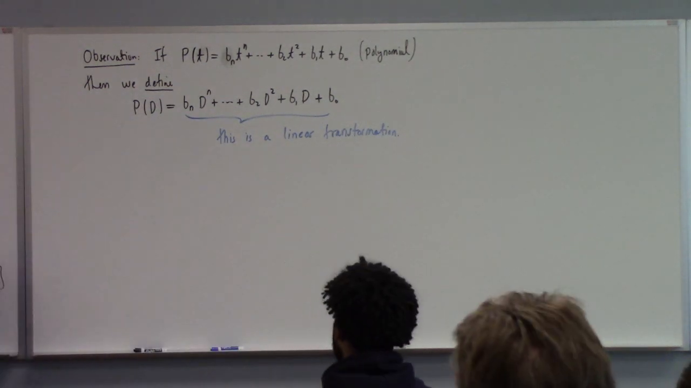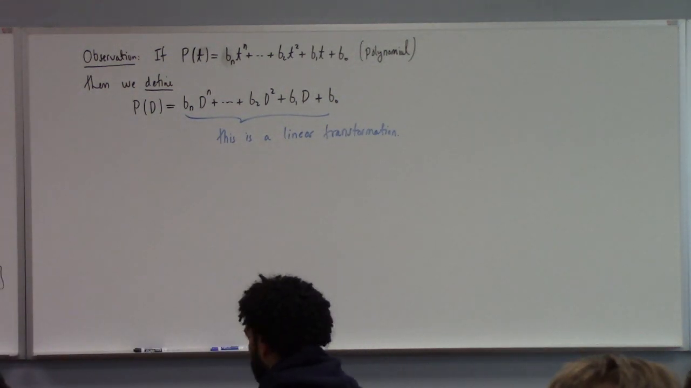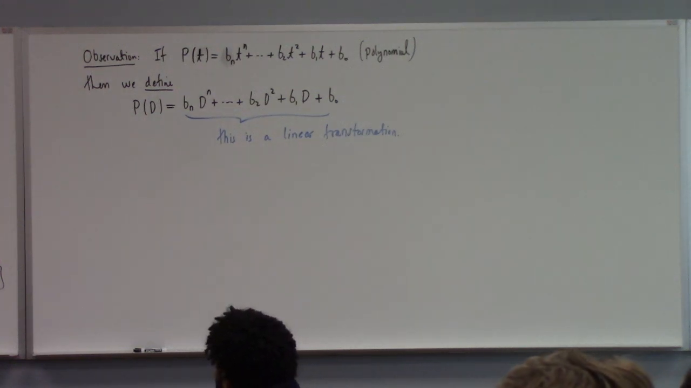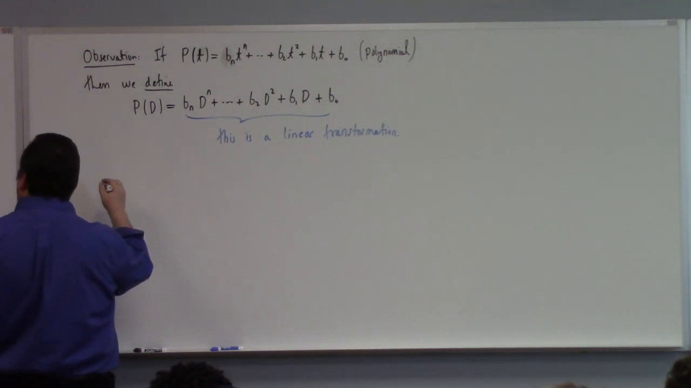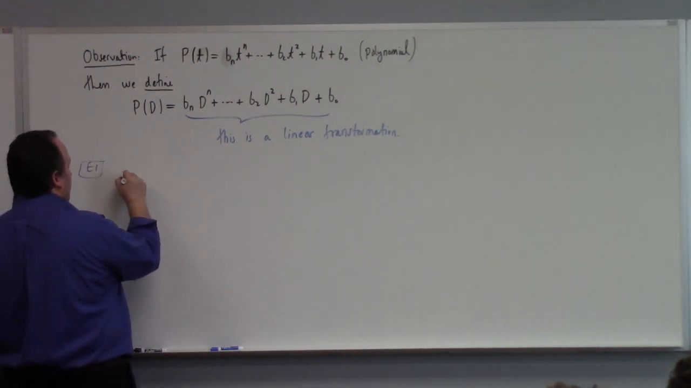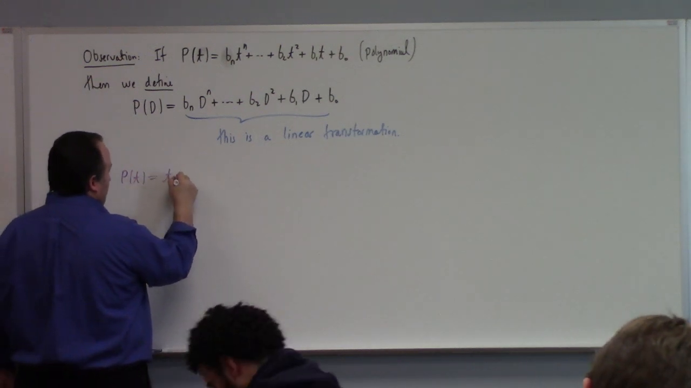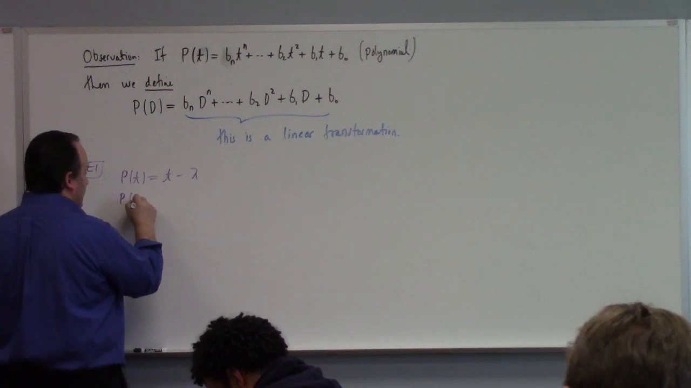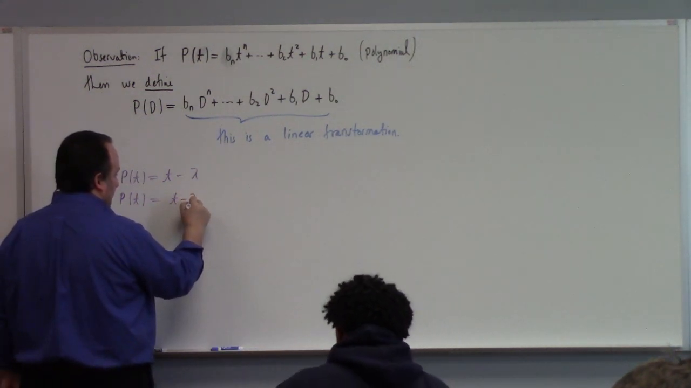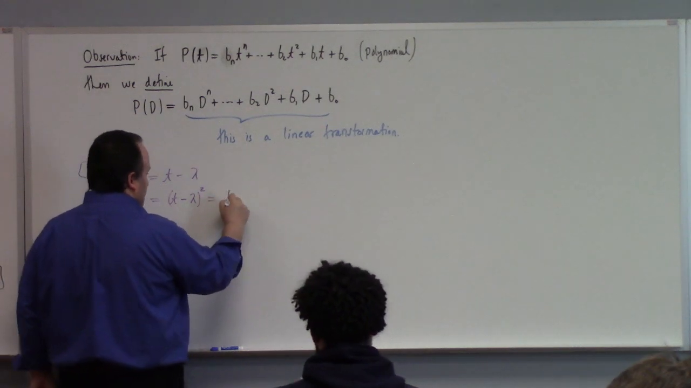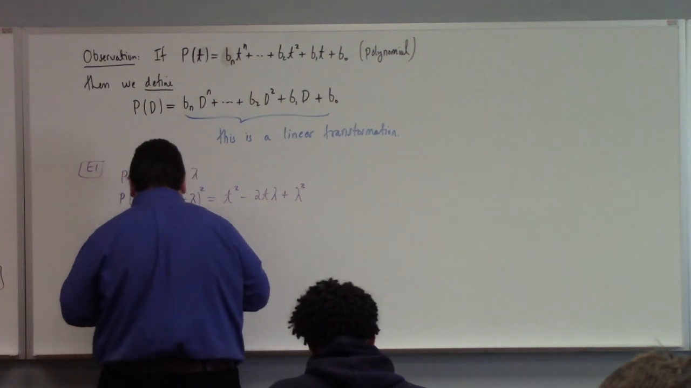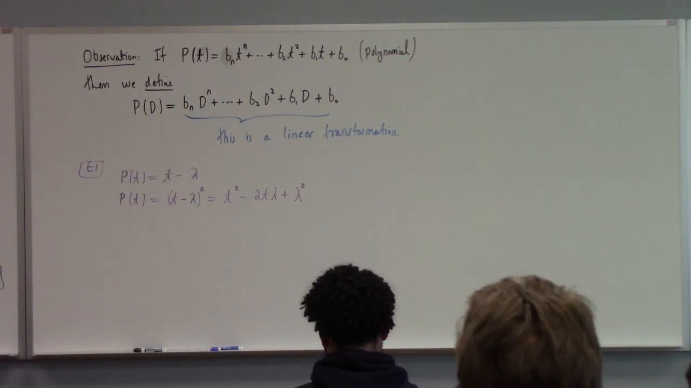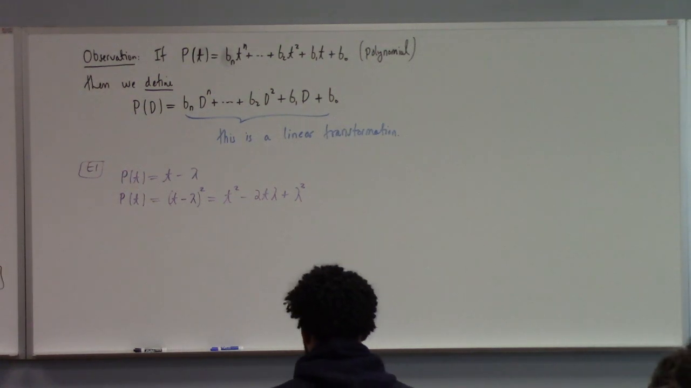So we were just using a specific example of that in my lemma 2, right? I'm claiming that D minus lambda squared and D minus lambda are linear. Just to illustrate this notation, if I have p of t is t minus lambda, or if I have p of t is t minus lambda squared, which by the way is t squared minus 2t lambda plus lambda squared, right? Then, see if I can find a better marker.